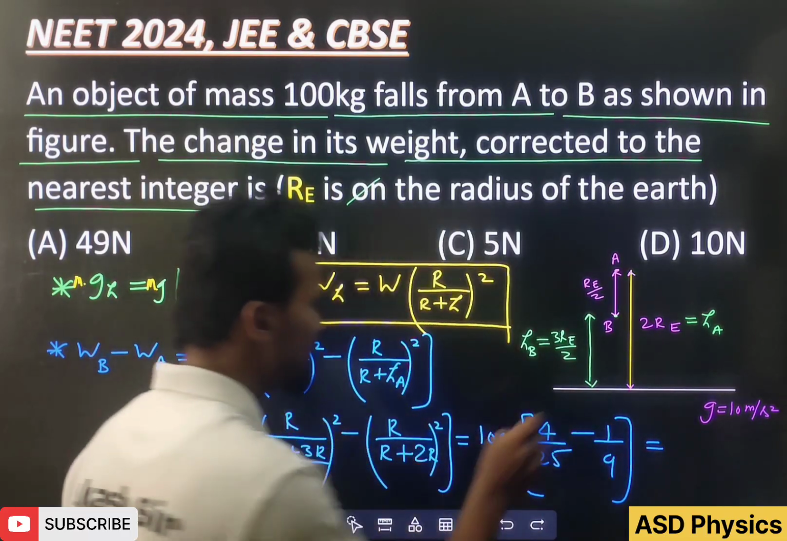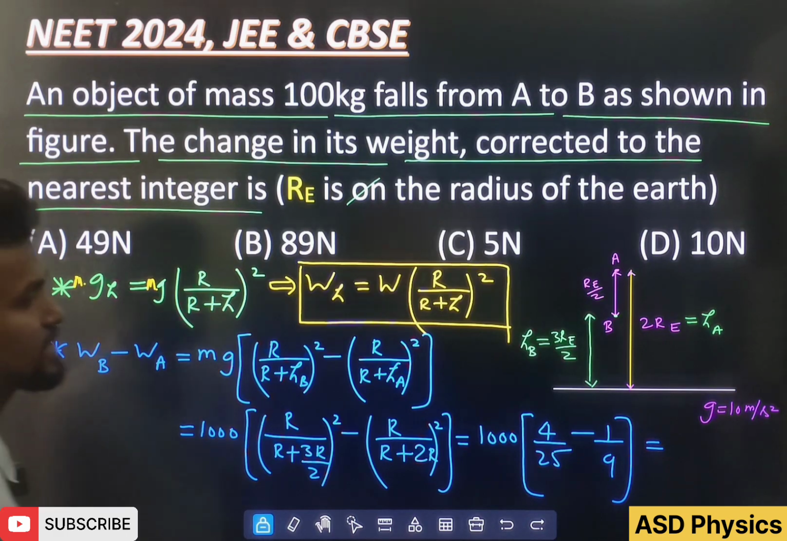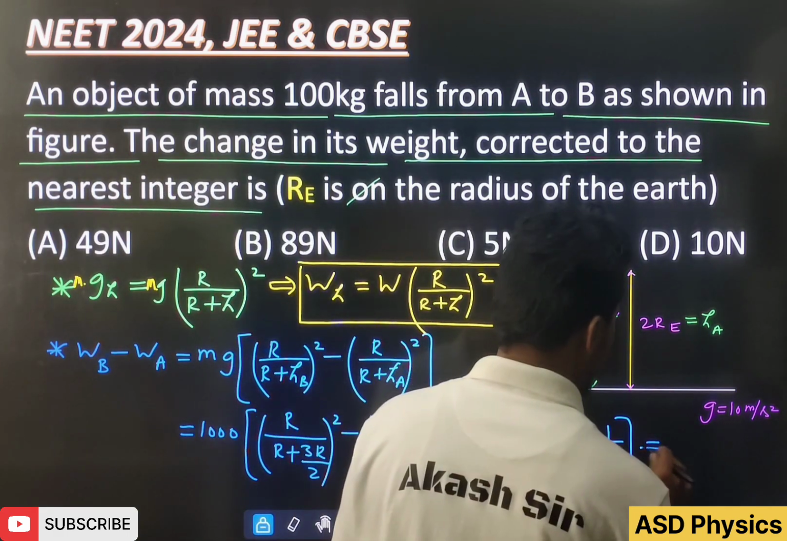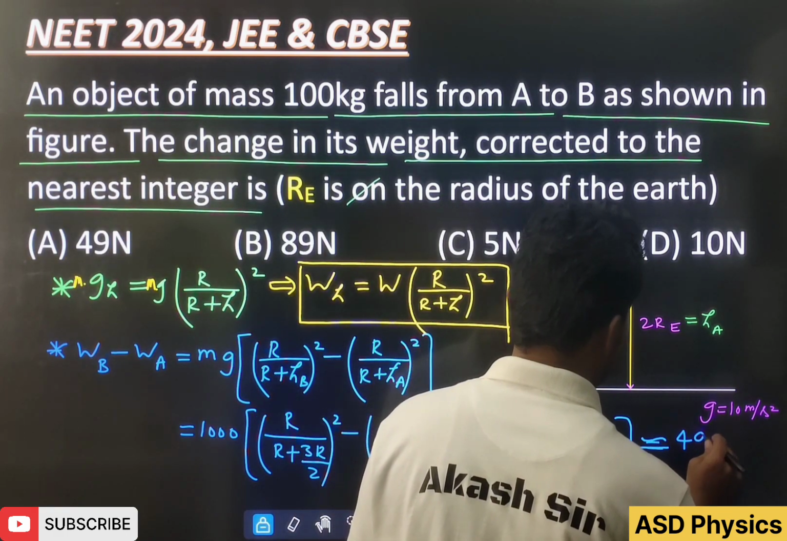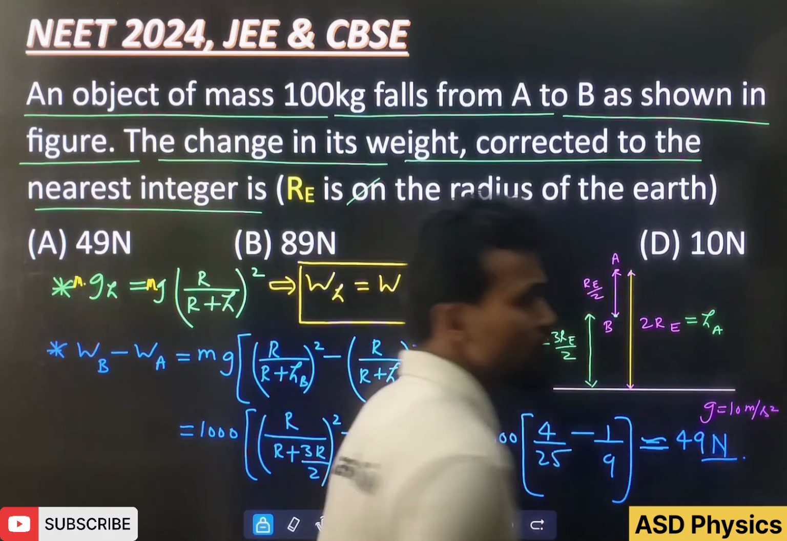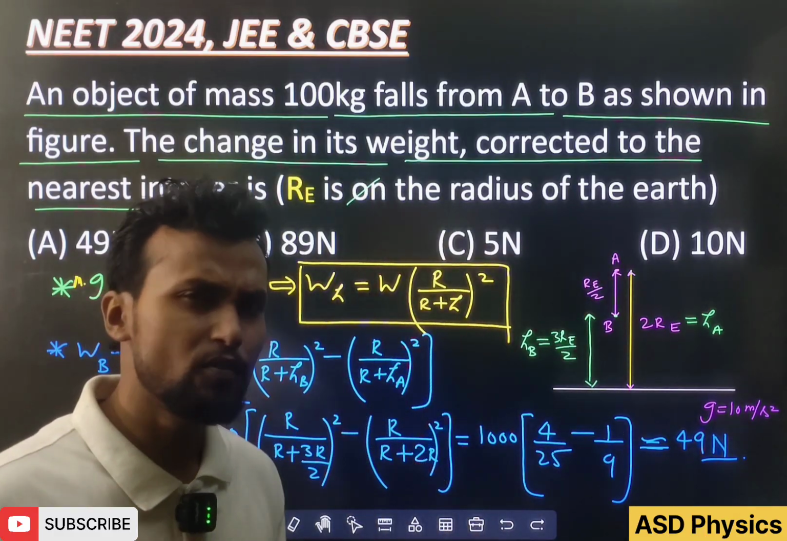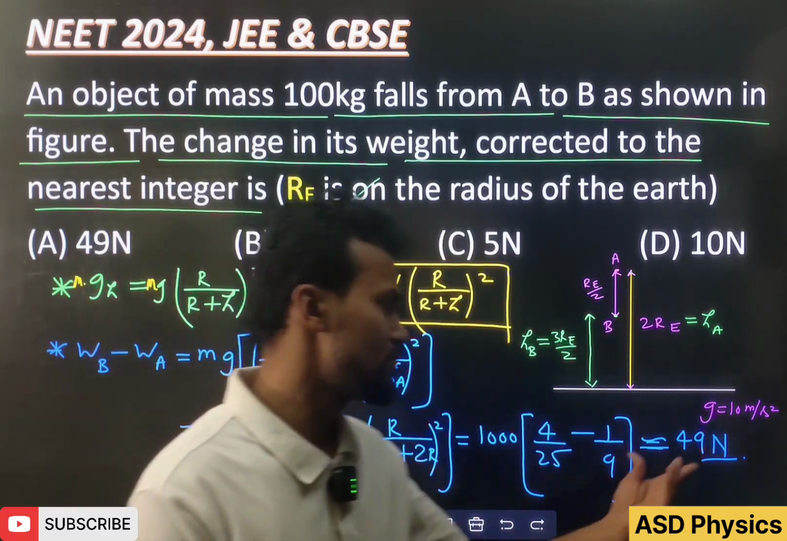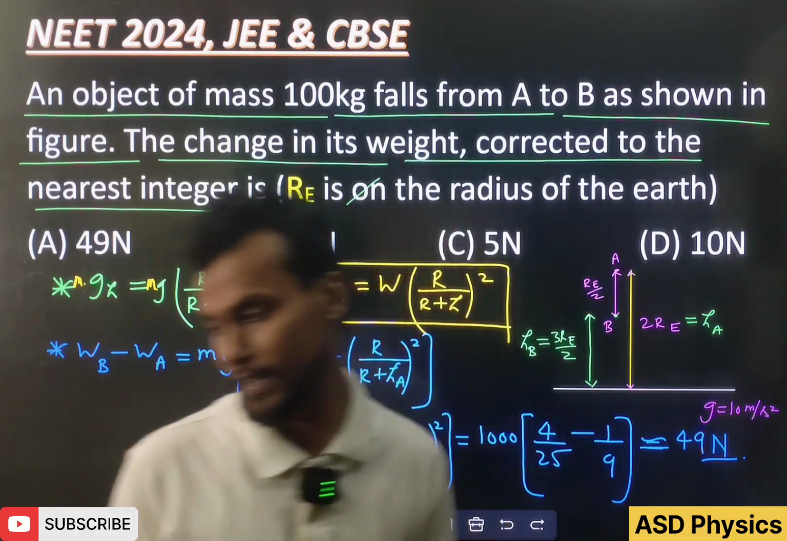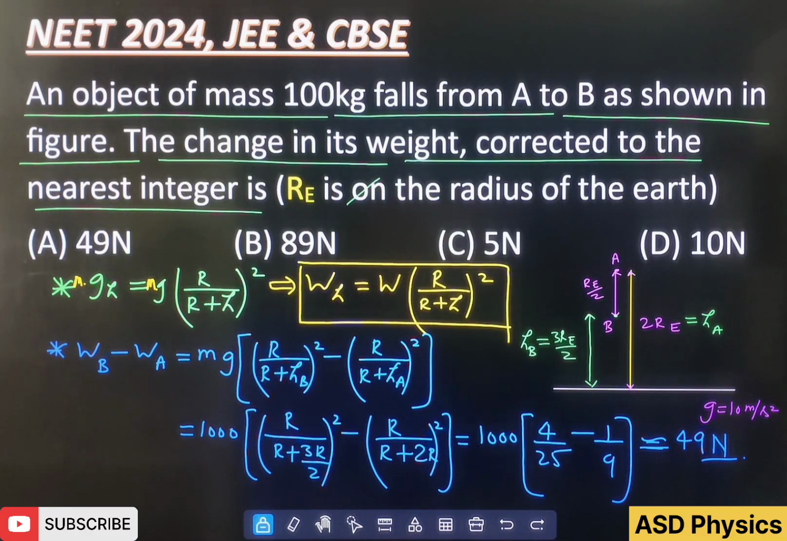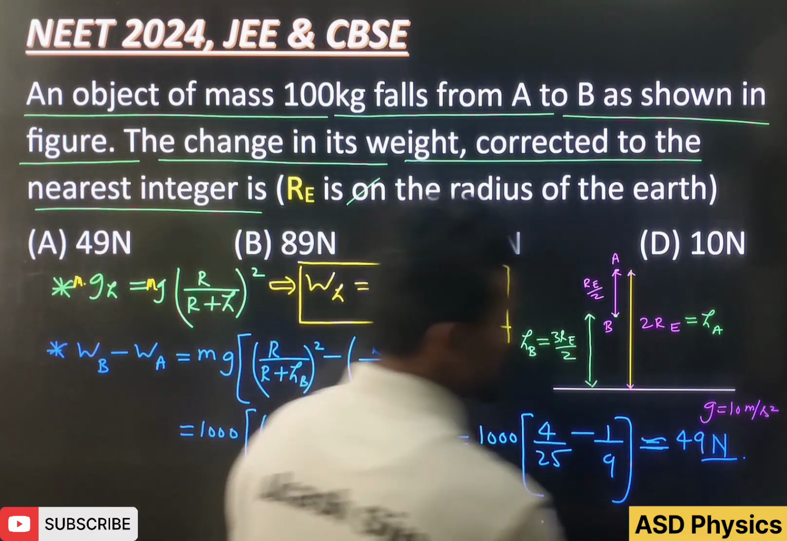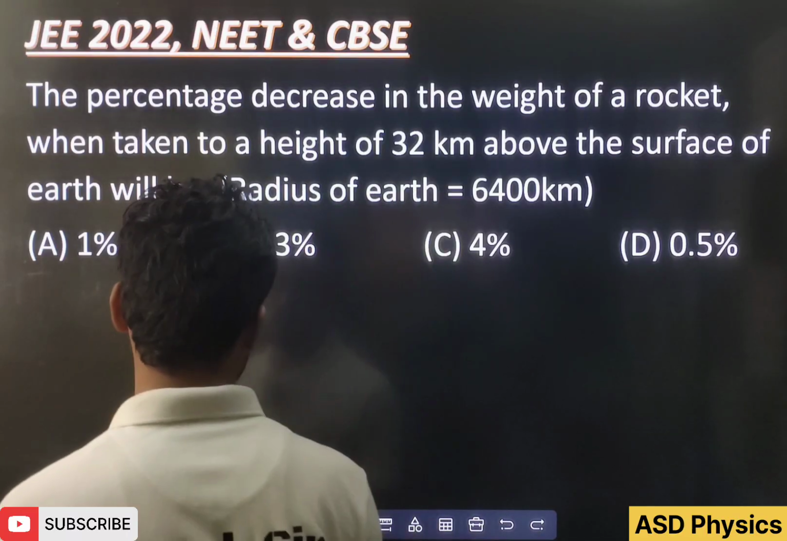Okay, and after that this has become very simple, just take the LCM and all that. Very easily you will get the approximate value 49 Newton. The exact value will come 48.88 or so, but here we can write very easily 49 Newton. Okay, so that is the answer to the question. Is it great? Now let's move to the next question.